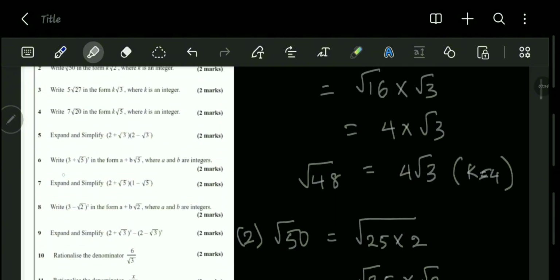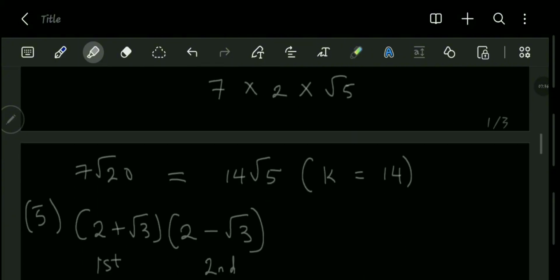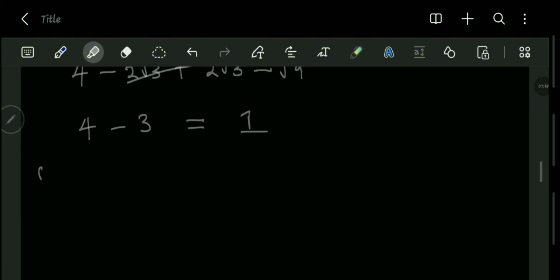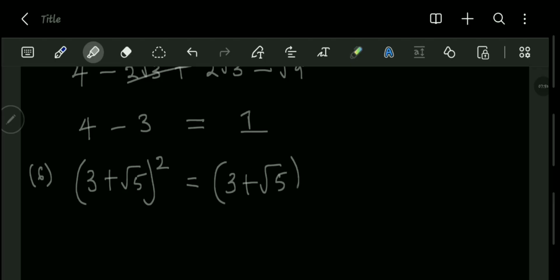So in question 6, we are asked to write 3 plus surd 5 squared in the form of a plus b surd 5, where a and b are integers, right? So 3 plus surd 5 squared. This is raised to the power of 2, right? So this means we should express this in 2 places. So I'm having 3 plus surd 5, and the same thing again, 3 plus surd 5. That's the meaning of the power of 2 here, right?